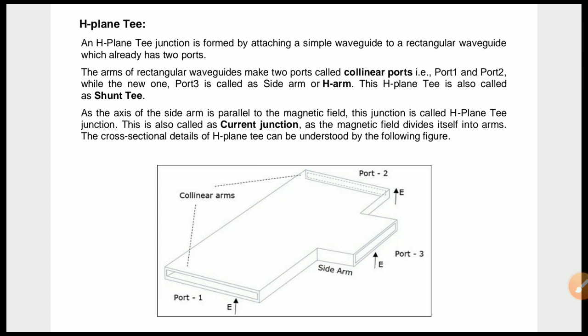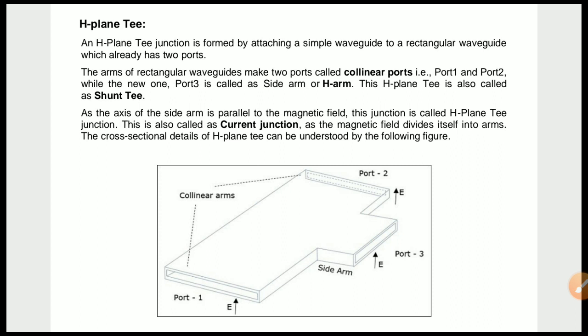The cross sectional details of the H plane T can be understood by the following figure. So this is a very simple figure of the H plane T. Basically there are a total of 3 ports. Port number 1 and port number 2 are the collinear ports. That means the signal incident at port 1 and the signal coming out from port 2 will be in the same phase. There will be no phase shift in this signal.